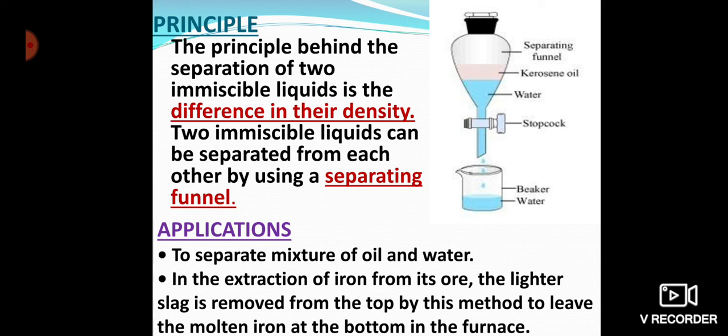In the blast furnace, during the extraction of iron, two separate layers are formed. The upper layer consists of the molten slag, while the lower layer consists of the molten iron. The lighter slag is removed from the upper hole, while the molten iron is removed from the bottom hole of the furnace. So in this way, we can say that the separating funnel is also a very important technique for separation of immiscible liquids.